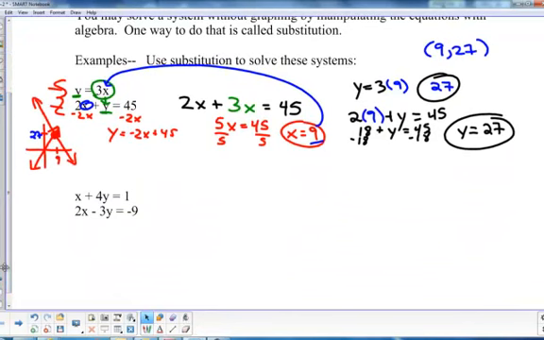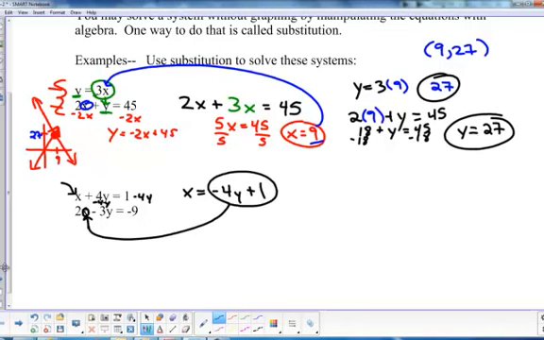In the next one, there's one letter that's alone, and that one letter is x. So we're going to isolate that letter through subtracting 4y. So I'm going to rewrite this as x equals -4y plus 1. I always write my letters first. And now I'm going to substitute. This x right here is no longer going to be an x. It's going to be -4y plus 1, because that's what x is equal to. So I'm going to rewrite this whole equation, 2, and then instead of x, I'm writing -4y plus 1, and then minus 3y equals -9.